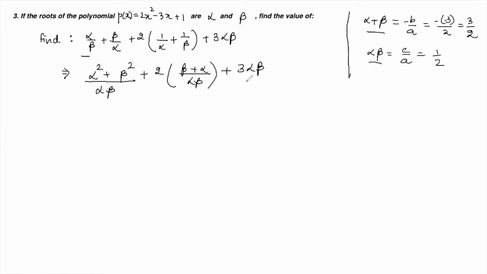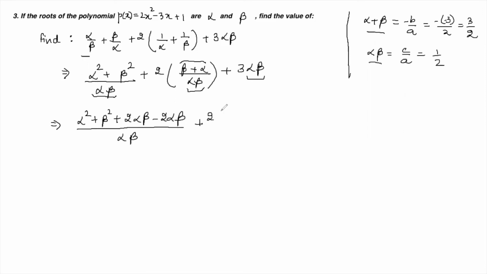Now note here that we already have the value of alpha plus beta and the value of alpha beta. The only value that we don't have is alpha squared plus beta squared. Now, how can I write alpha squared plus beta squared? What I can do here is add 2 alpha beta and subtract 2 alpha beta. Why? Because it will be equal to 0 only. I can do this.